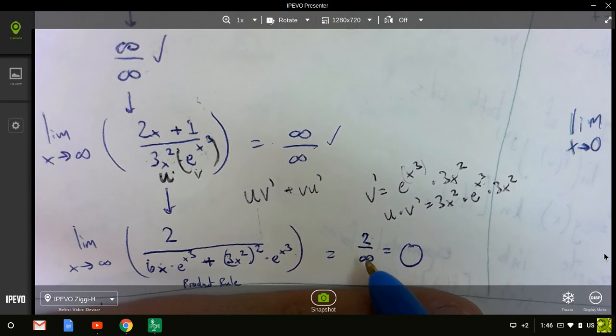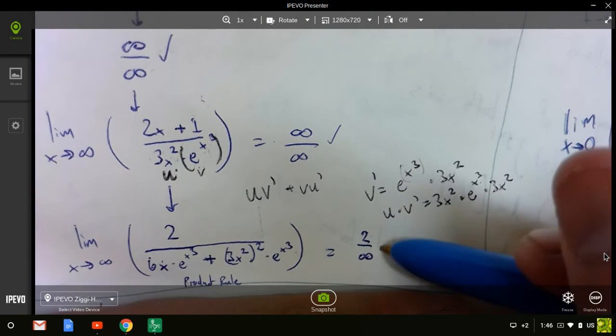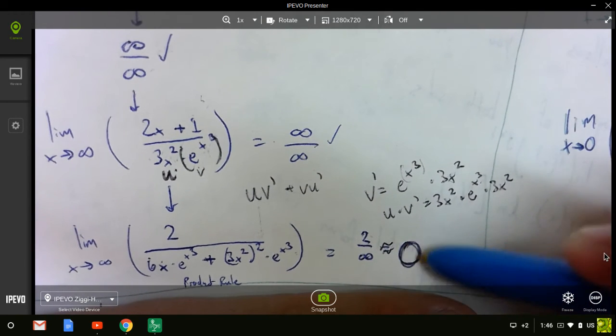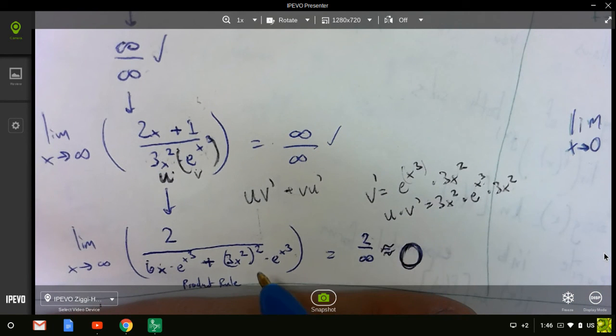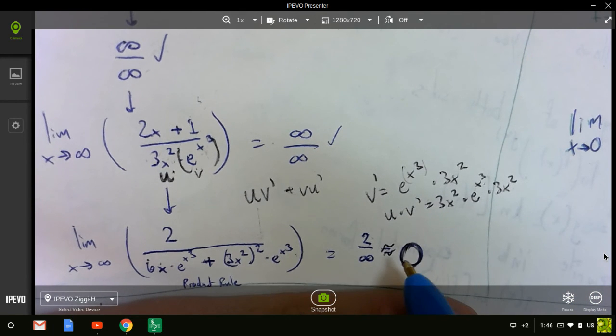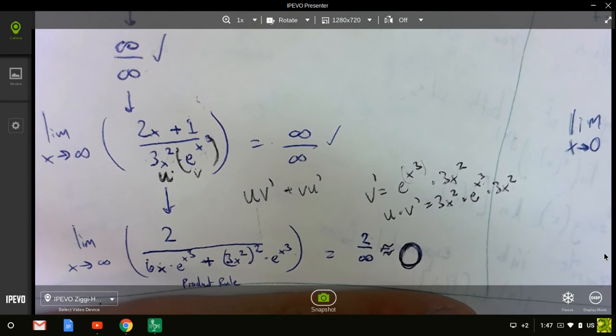And considering that infinity is conceptually the biggest value you could possibly have, it's not a singular value, it's just a huge value. 2 divided by a huge value is essentially approaching 0. The limit is approaching 0, okay? So remember, the limit's not actually the actual value of the function, but what it's eventually approaching. It's approaching 0, pretty much, okay?